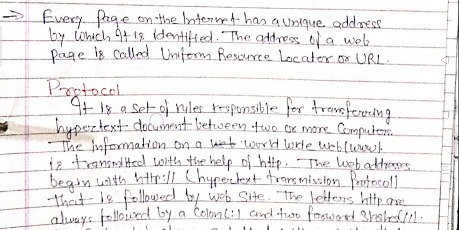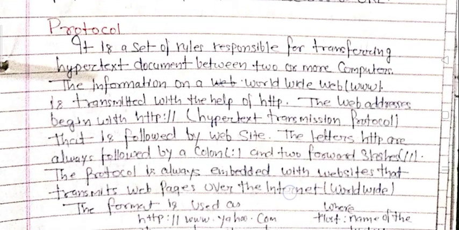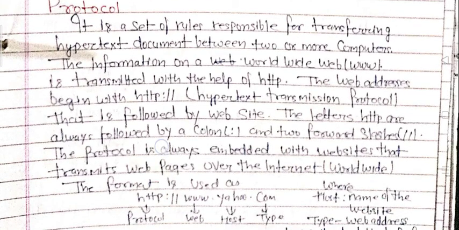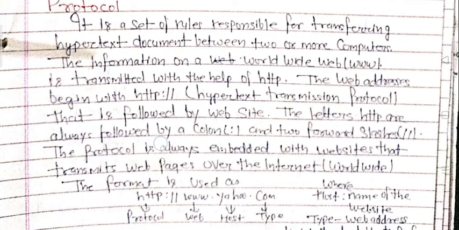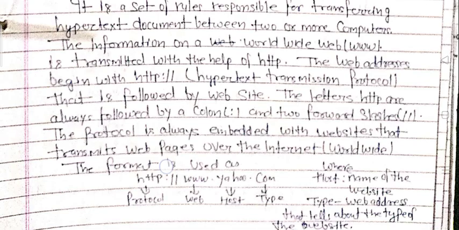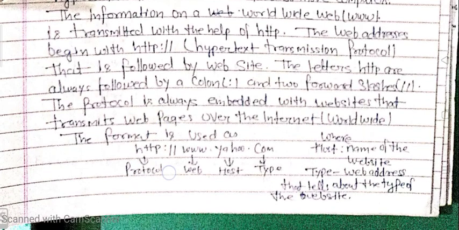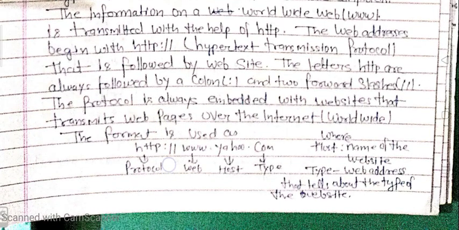Protocol. It is a set of rules responsible for transferring hypertext documents between two or more computers. The information on the World Wide Web is transmitted with the help of HTTP. The web address begins with HTTP, Hypertext Transfer Protocol, that is followed by the website. The letters HTTP are always followed by a colon and two forward slashes.